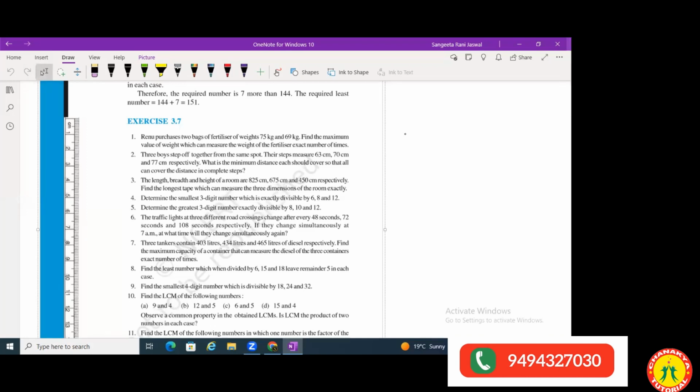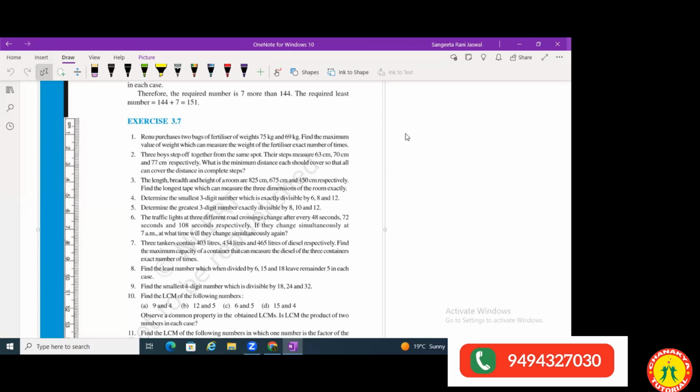Read the question again. See, in the exam also, when you do not understand the question, you must read the question again and again, and read it carefully. Read with understanding. Reenu purchases 2 bags of fertilizer of weight 75 kg and 69 kg. She bought 2 bags. The weights of those bags were 75 and 69 kgs. Now find the maximum value of weight which can measure the weight of the fertilizer an exact number of times.